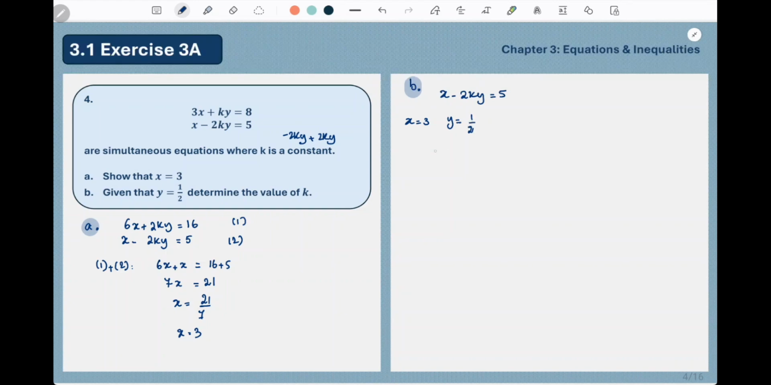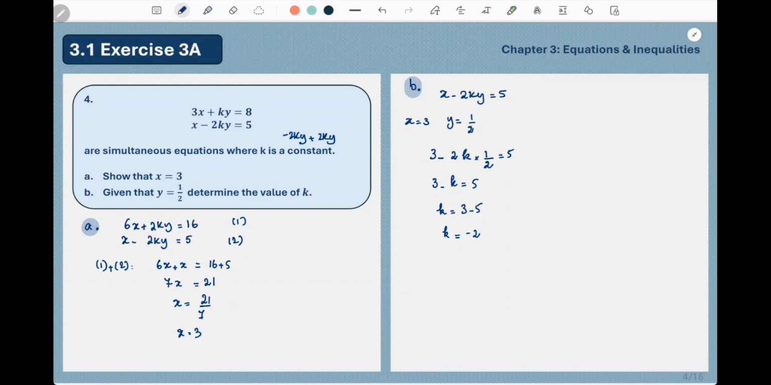So substitution will be 3 minus 2k times 1 over 2 equals 5. So 3 minus k equals 5. That is, k equals 3 minus 5, which is k equals minus 2. So k will be minus 2.